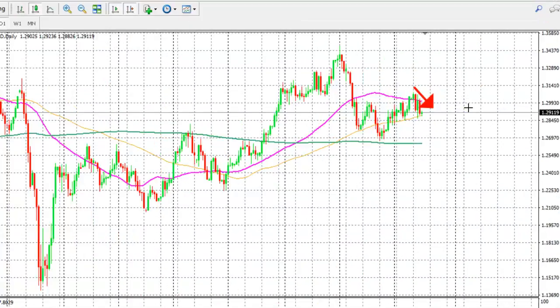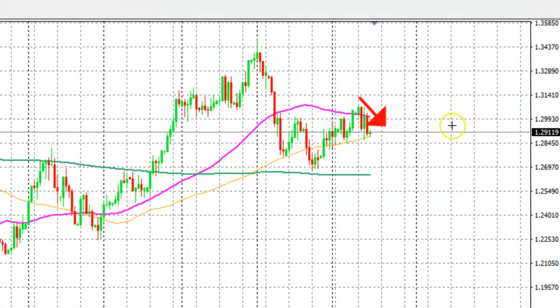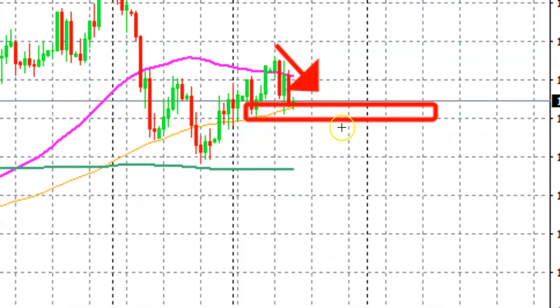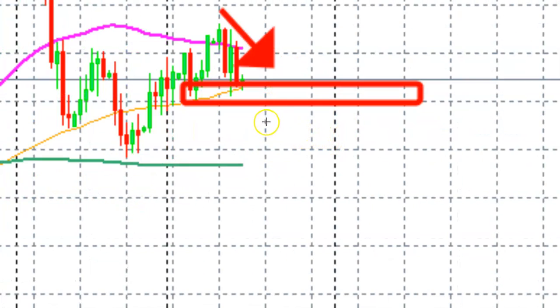So the area of resistance in terms of a price level remains right over here. This is the most important price level that we are really looking at. Now, as long as this area of support, which I've mentioned just in front of you, remains intact, we will be okay. The price is more likely to move to the upside as long as support 1 remains intact.